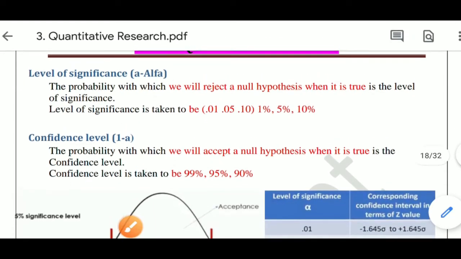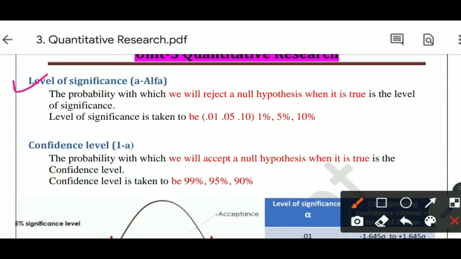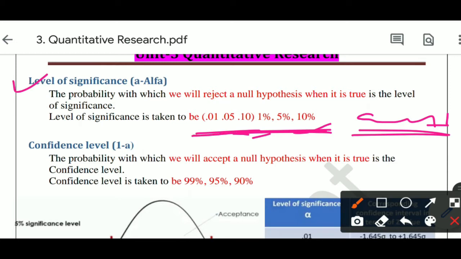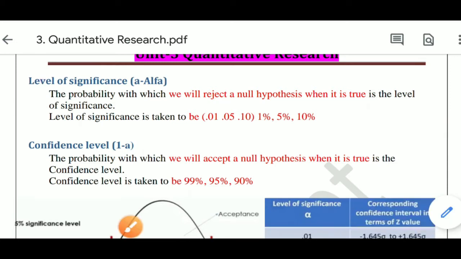Now basically, the level of significance is the probability that the hypothesis may be rejected. By 1% the hypothesis may be rejected, or with 5% probability it will be rejected, or by 10%. So these are the standard values we generally consider. You can also see these values in the book, and in calculations of any population parameters, these are very standard values.